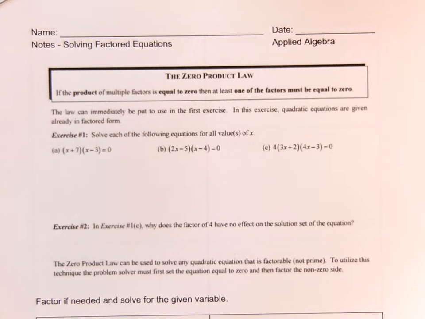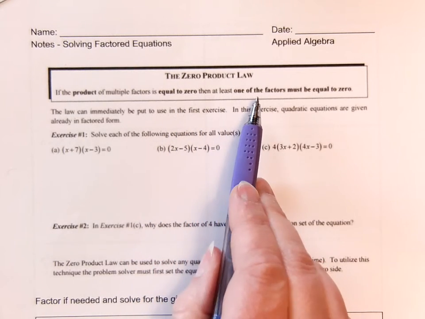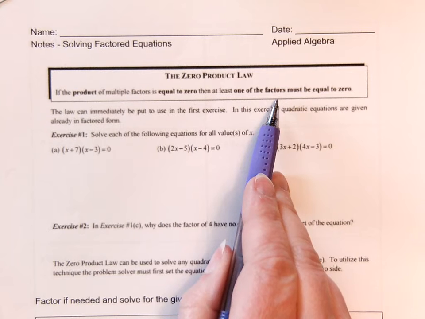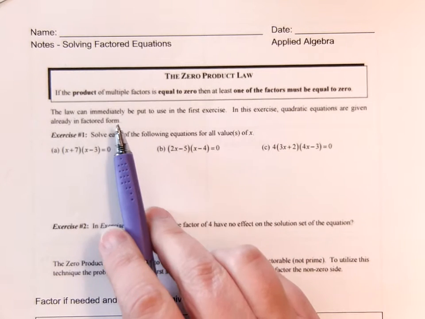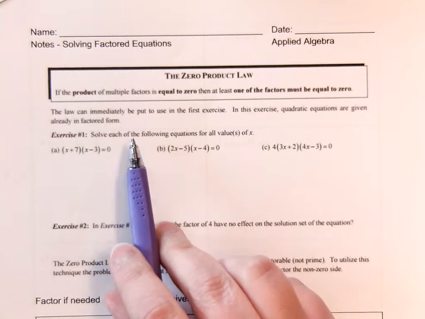So here we go. We are going to do one more thing with our factoring, and that is something called our zero product law. It says if the product of multiple factors is equal to zero, then at least one of the factors must be equal to zero.